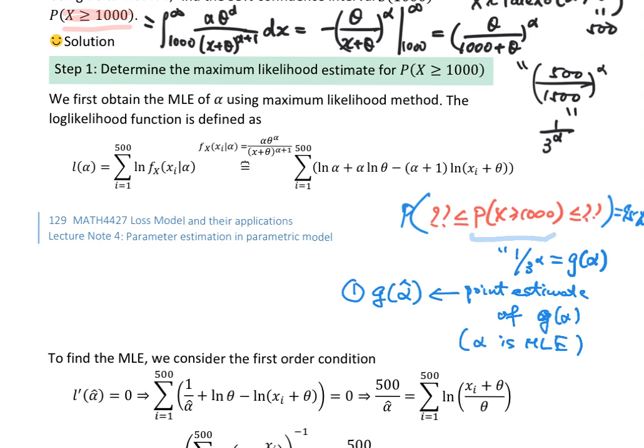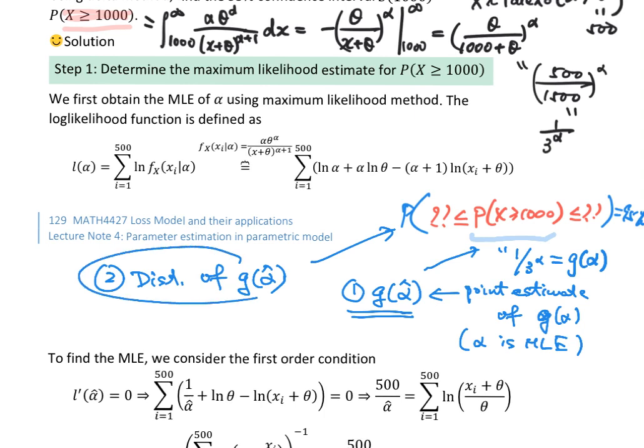Okay, first way. And then of course the second thing will be, in order to get the confidence interval, you need the distribution of your G alpha, for the construction of the confidence interval. In order to find this confidence interval, we will first obtain the maximum likelihood estimate. We want to obtain this G alpha hat, which is the MLE of this probability. And then second, we will construct the confidence interval by obtaining the distribution of this G alpha hat.